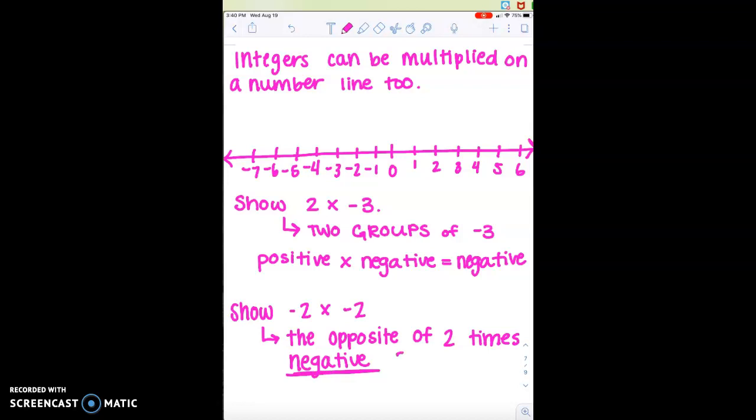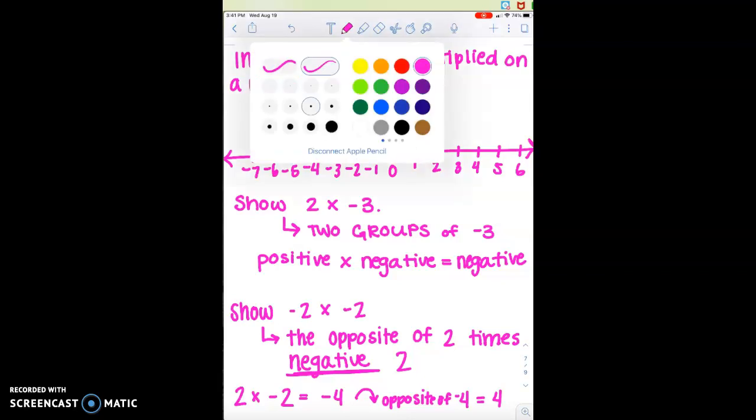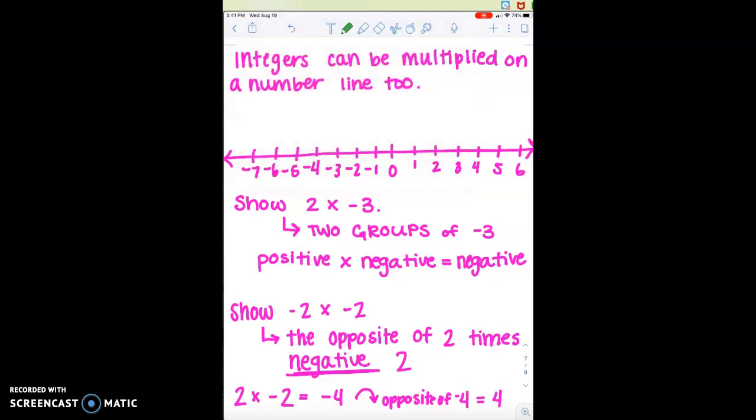So say I decide to take 2 times -2, okay? Because I know how to do that kind of problem, right? I know my rule. Well, that's going to give me -4, right? But remember, we're looking for the opposite of that. So what's the opposite of -4 that we learned how to do last week? We know that it's +4. So that means that -2 times -2 is going to give me a +4.